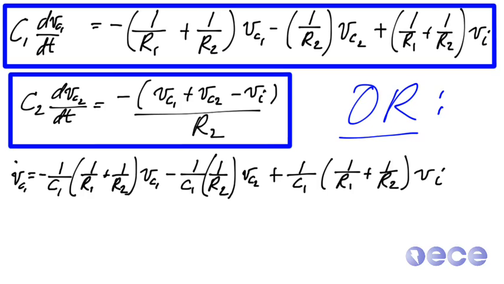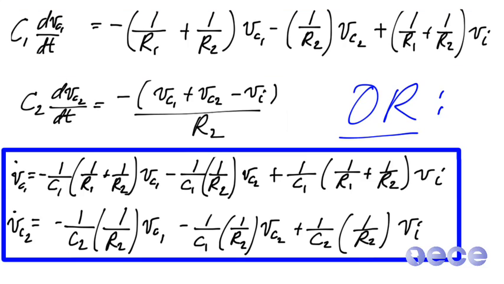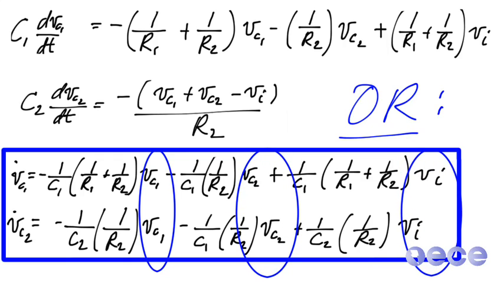So now I can say Vc1 dot and divide through by C1, and similarly Vc2 dot and divide through by C2. An important thing to see here is that I've got Vc1 all in one column here, Vc2 all in one column here, and V sub I all in one column here, and on the left-hand side the time derivative of my two state variables. So this is a very common form that we'll see.